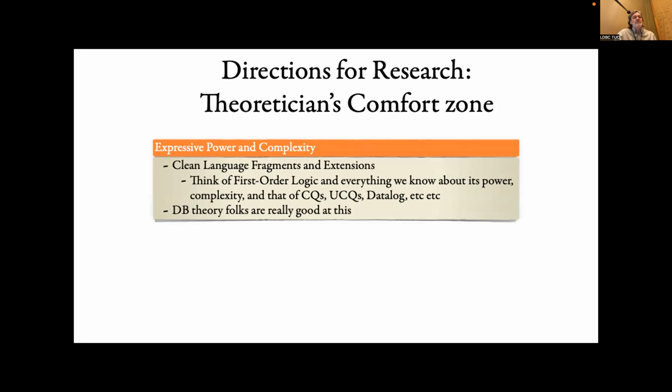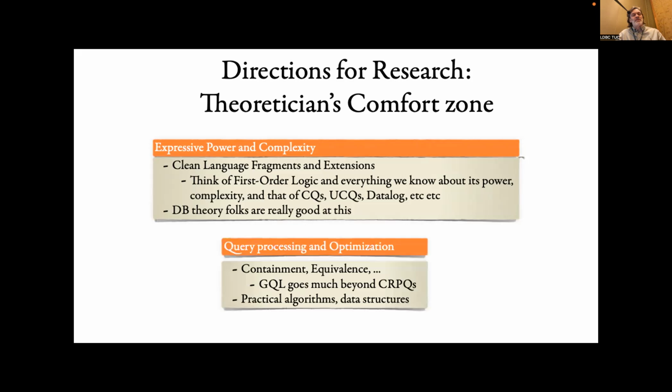I'll give you three lines of direction, directions of research that I'm trying to advertise to the research community. One of them is the comfort zone for theoreticians. Basically, stay on your comfy couch, don't leave home, do what you've done all your life. And it's still very useful, because we need to know these things, like clean sub-languages. In the relational database, you know everything about conjunctive queries, unions, Datalog; database folks are really good at that. And also query optimization, containment, equivalence, practical algorithms and data structures, and so on.